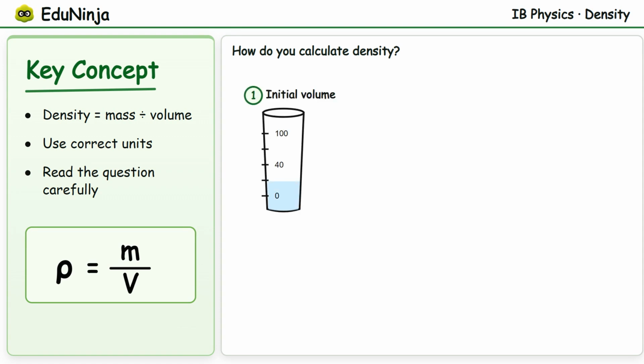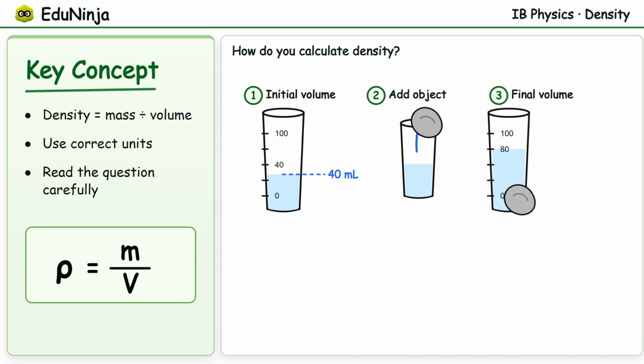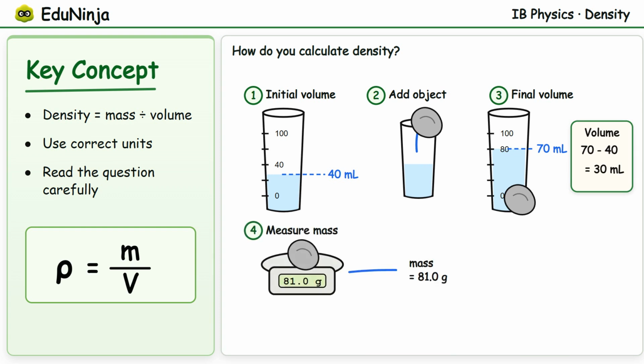First, find the volume. For an irregular object, use displacement. Measure the starting volume in the cylinder, then add the object and measure the final volume. The object's volume is final volume minus initial volume. Next, measure the mass using a balance. Keep the number clear and keep the unit with it. In this example, the object's mass is 81.0 grams.